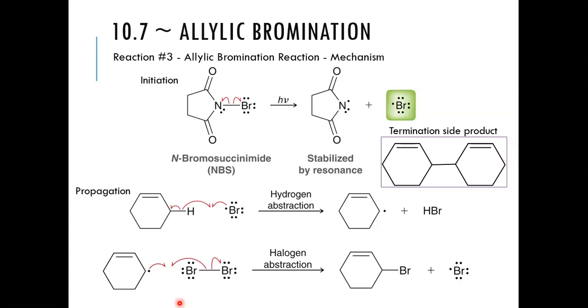Now, when we look at termination possibilities, there's two that are going to be okay. We know that the bromine is going to react with the bromine and create our Br2 molecules that we need to use. We know that our bromine radical could just react with our allylic radical to give us the product we care about. The third termination product that could happen is that we could get two of these allylic radicals combining together to give us this termination side product.